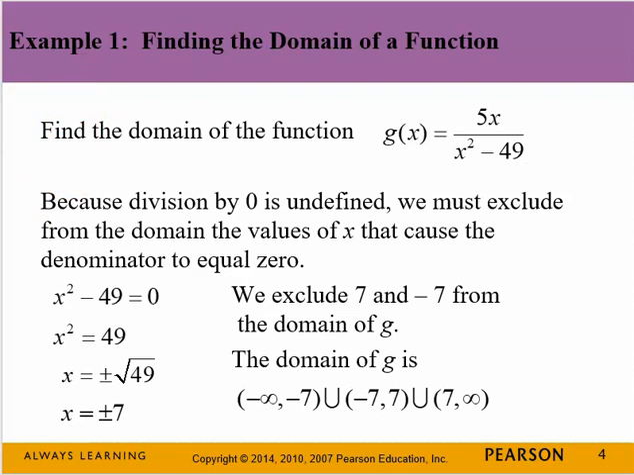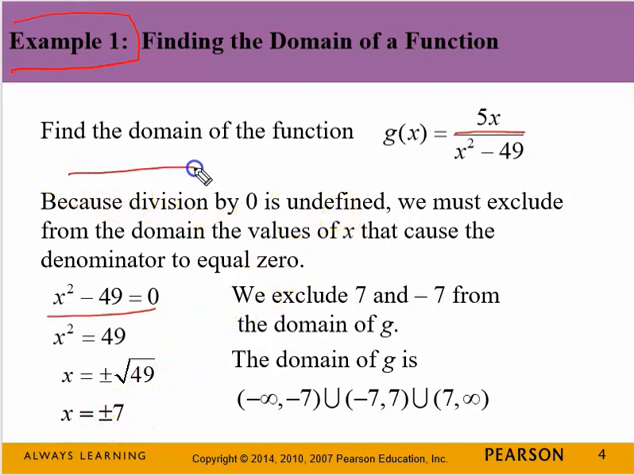Now, example 1. Here we have the function g of x, which is a fraction, and there is a variable in the denominator. What values of x would make this denominator a 0? Well, the protocol is to set the denominator equal to 0, and we can use the square root property. Just transpose that negative 49 to the other side, where it becomes a positive 49. Take the square root of it, and plus or minus the square root of 49 gives you the answer: x is plus or minus 7.